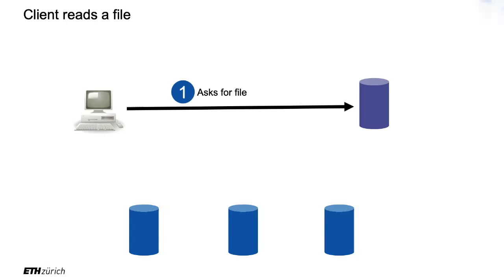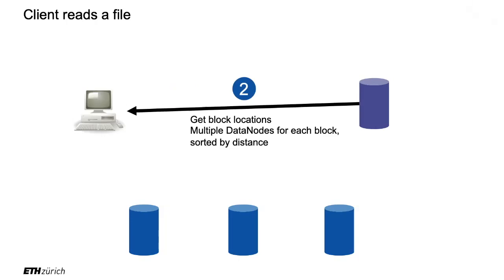Very good. So it asks for the file. I would like to read this file. So the name node says, okay, fine, you can read that file. It checks for access control and so on, you authorize. And then it ships the block locations. So it basically says, these are the block identifiers. These are the data nodes that have a copy of it. So probably 3 data nodes for each identifier.